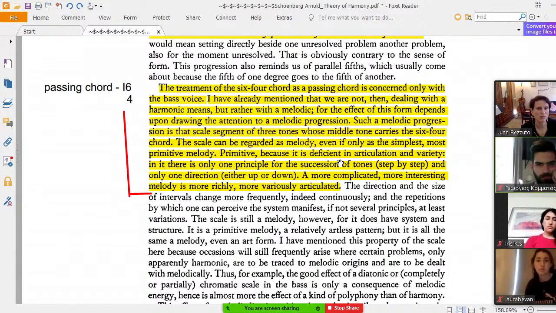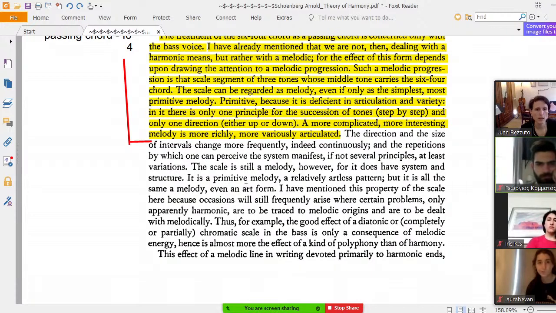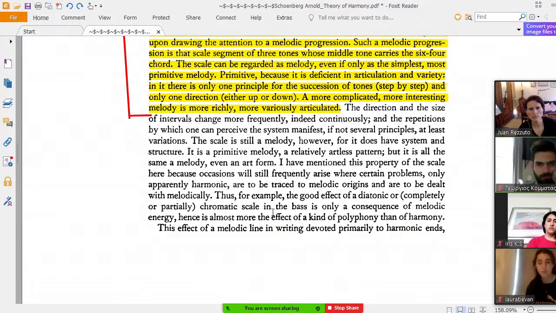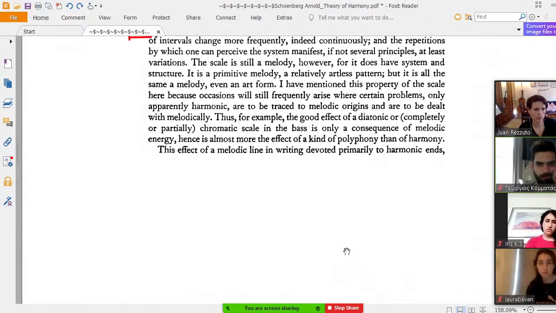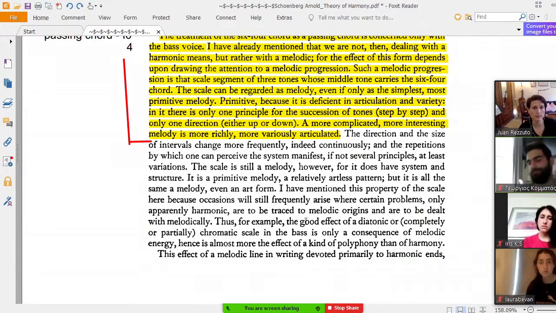Primitive because it is deficient in articulation and variety. In it, there is only one principle for the succession of tones, step by step, and only one direction, either up or down. A more complicated, more interesting melody is more richly, more variously articulated. So, passing chord as something melodic. Now, we're going to go up to here. All the examples, we're going to see them next lesson.